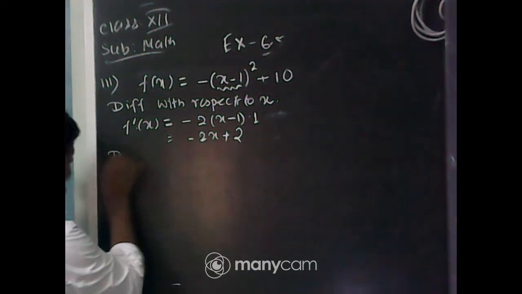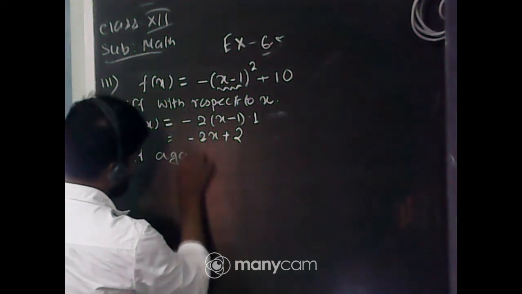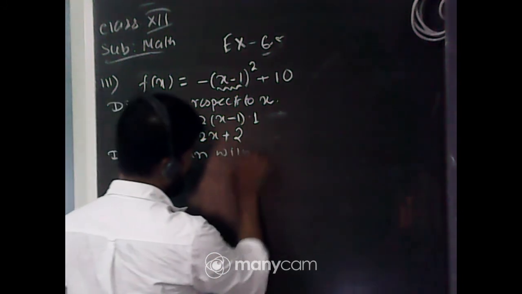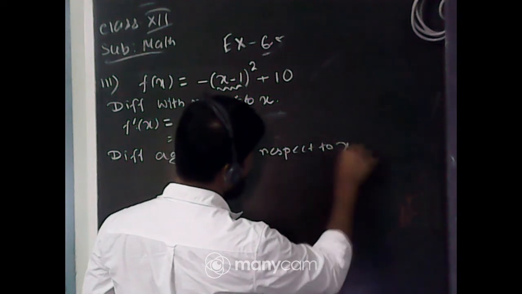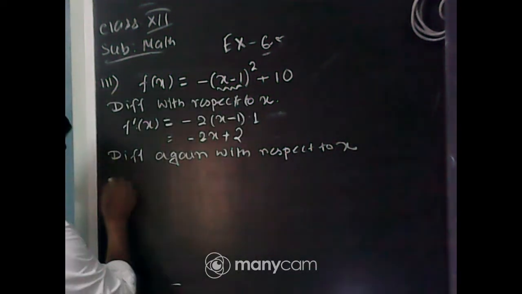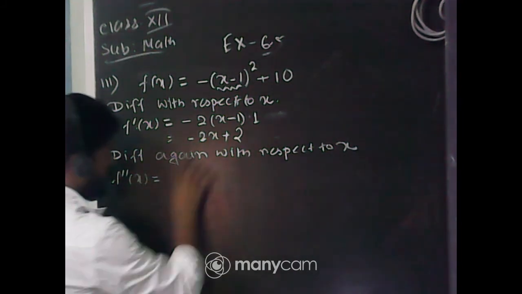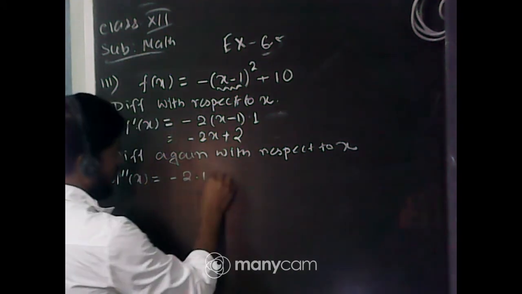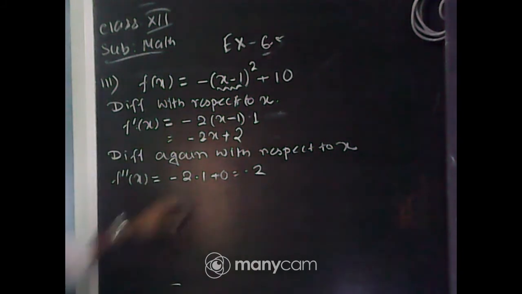Differentiating again with respect to x, we have f double dot x is equal to minus 2 times the derivative of x minus 1 plus 0, that means it is equal to minus 2. Now find the critical point of the function.